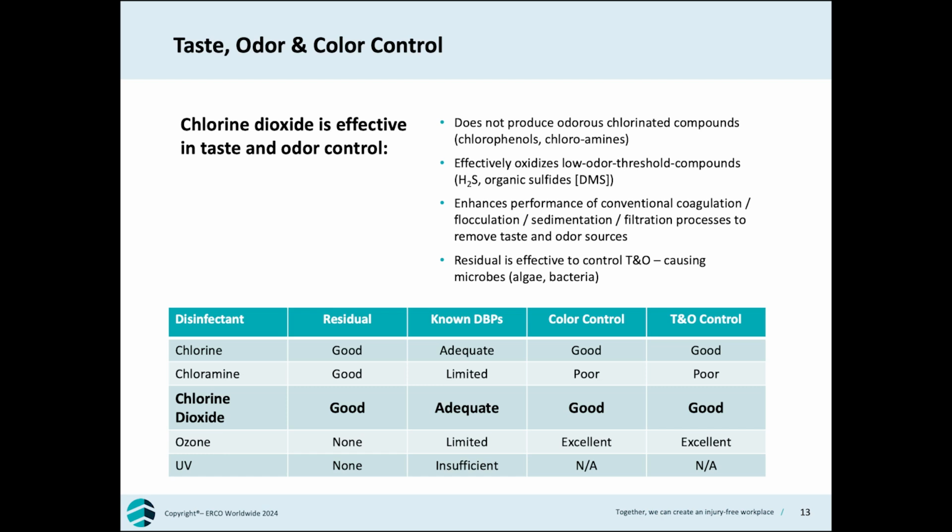This is because chlorine reacts with organic contaminants in water through chlorine substitution reactions, forming odorous chlorophenol, chloramine, and this kind of organic chlorinated compounds. Chlorine dioxide, on the other hand, degrades phenols by direct oxidation to form taste and odor-free compounds. Chlorine dioxide can also very effectively oxidize hydrogen sulfide and organic sulfide compounds such as dimethyl sulfide.